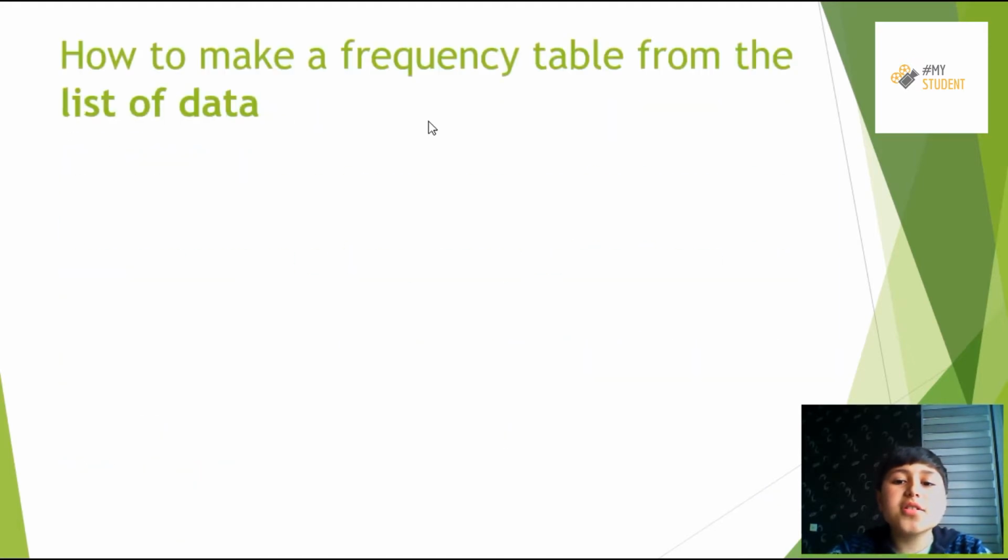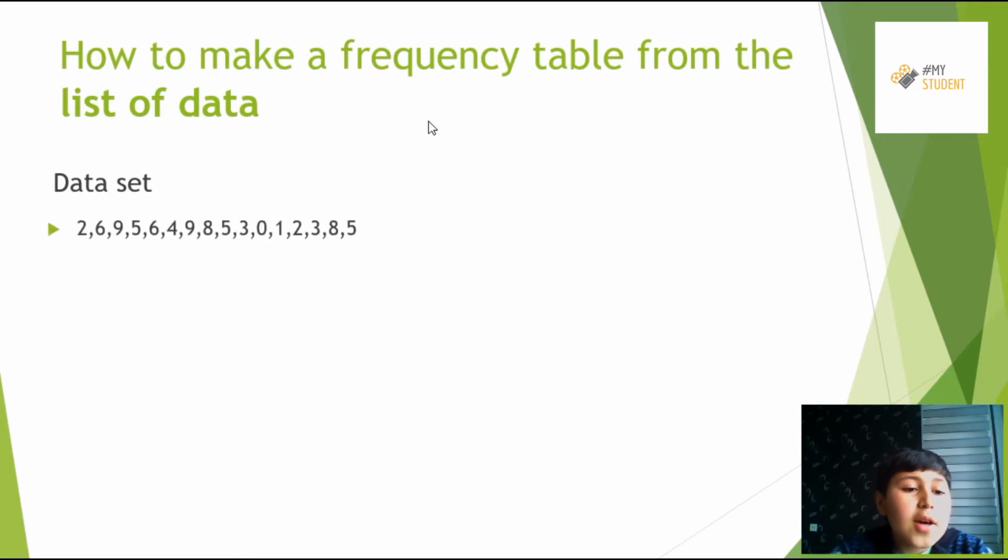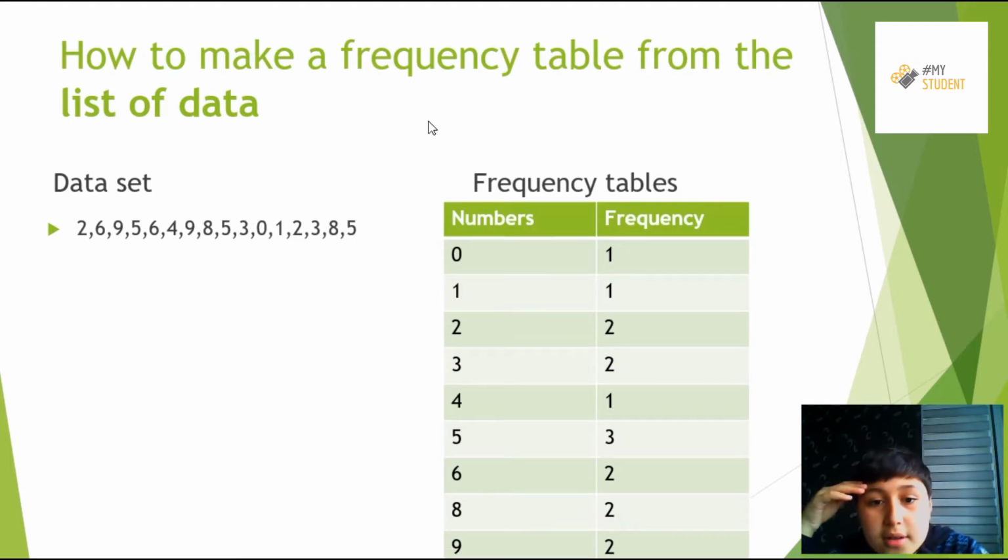How to make a frequency table from a list of dataset. We have numbers here: 2, 6, 9, 5, 6, 4, 9, 8, 5, 6, 3, 0, 1, 2, 3, 8, 5. This is the frequency table. We have numbers here, and I write the frequency of the numbers. I write the numbers here, and how often each occurs is the frequency.